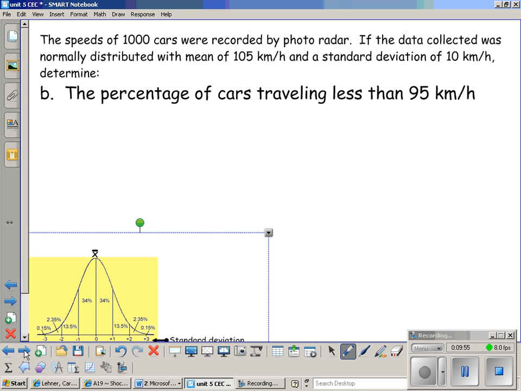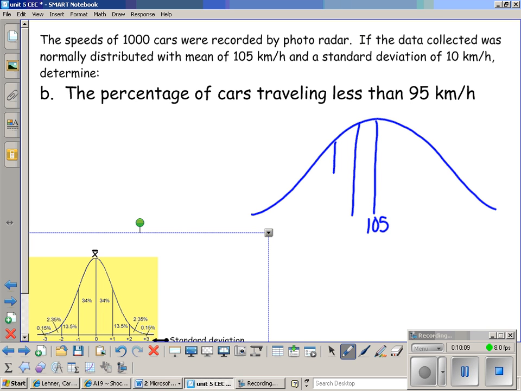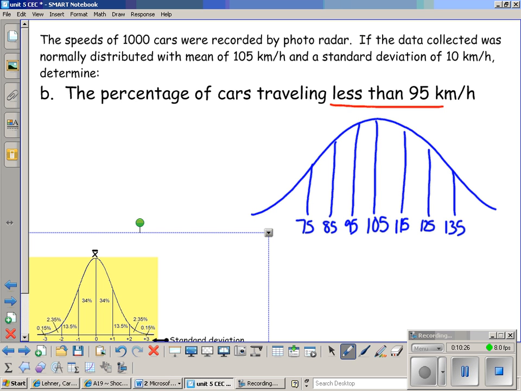So again, same question, but this time we want the percentage of cars traveling less than 95 kilometers. So if we set up our normal distribution again, and we'll just practice it to get really good at it. Our mean is 105. We know we have 3 to the left. We know we have 3 to the right. We're adding our standard deviation, and we're subtracting our standard deviation. Now what we want in this case, we want less than 95. So that is this data in here.